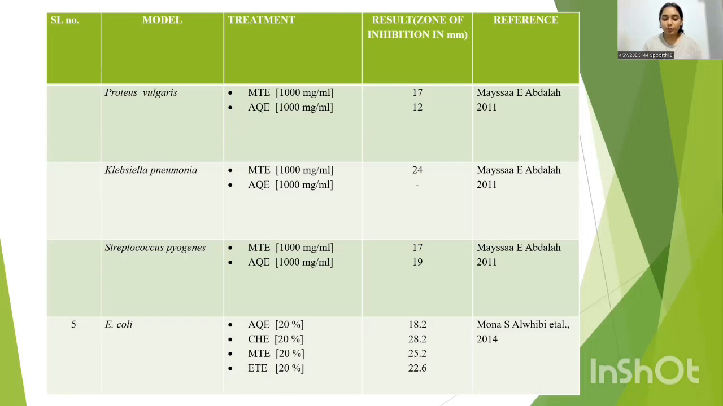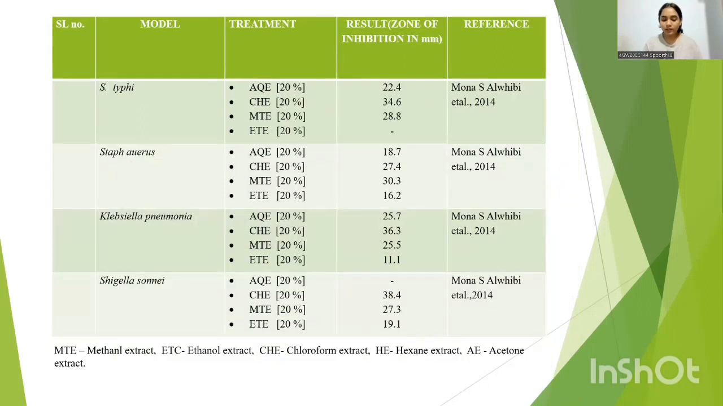In 2014, Mona S. Al-Hibi et al. studied the antimicrobial activity of fenugreek using certain bacteria. In E. coli bacteria, the aqueous extract of 20% per milliliter showed 18.2 millimeter of zone of inhibition. The chloroform extract of 20% per milliliter showed 28.2 millimeter of zone of inhibition. In S. typhi, the aqueous extract of 20% showed 22.4 millimeter of zone of inhibition. The chloroform extract of 20% per milliliter showed 34.6 millimeter of zone of inhibition, whereas the ethanol extract showed zero zone of inhibition.